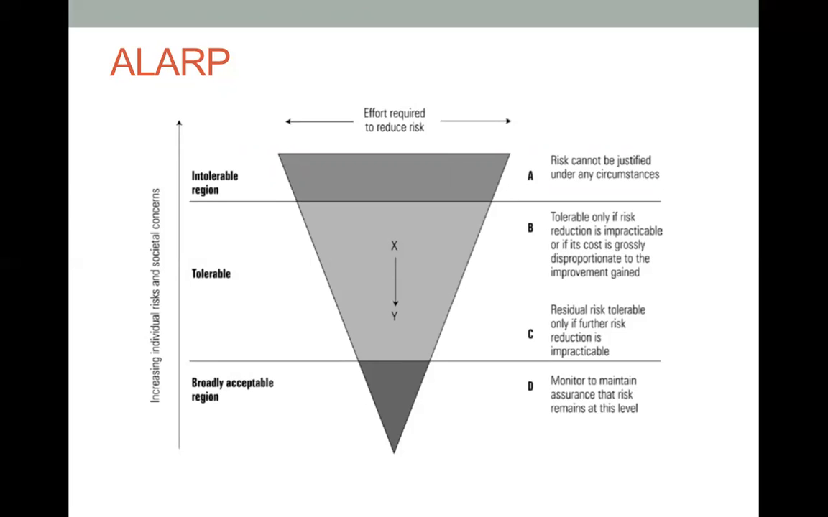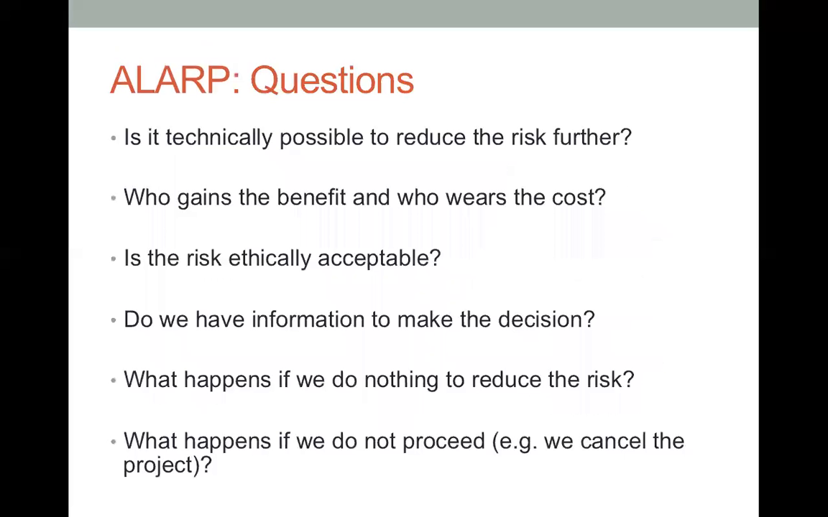Okay, and then the risk is tolerable only if risk reduction is impracticable, or if its cost is grossly disproportionate to the improvement gained. It also falls here because the residual risk is tolerable only if further risk reduction is impracticable. Now, for the broadly acceptable region, we need to keep monitoring it as discussed before. So I guess this diagram tells us better for those who like visual presentation.